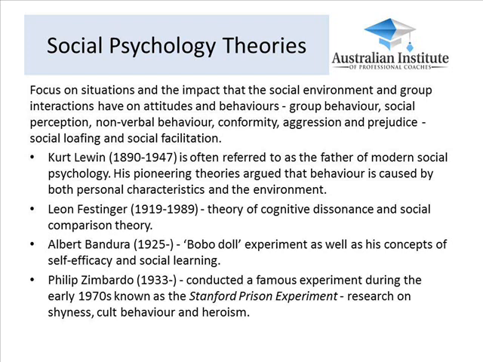Philip Zimbardo conducted a famous experiment during the early 1970s known as the Stanford Prison Experiment. It was a research experiment designed to find out about shyness, cult behavior, and heroism. However, it went horribly wrong, with prison guards taking on extreme behavior and prisoners acting the part in a very submissive way. The experiment had to be stopped. A link to this video is at Appendix 1 of your workbook.